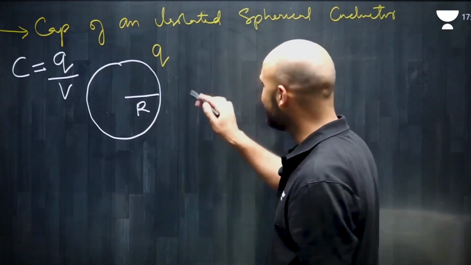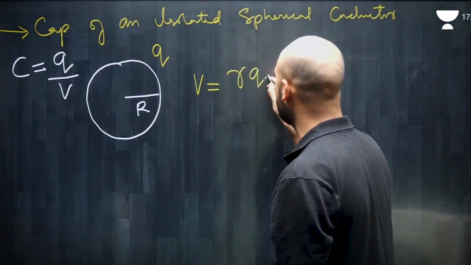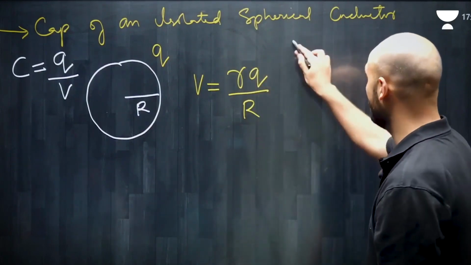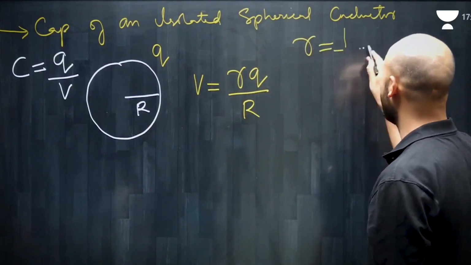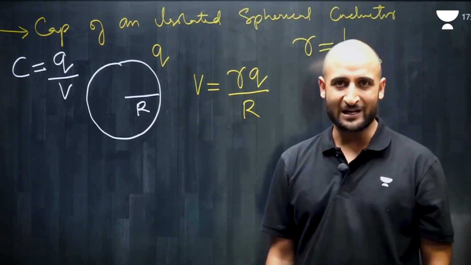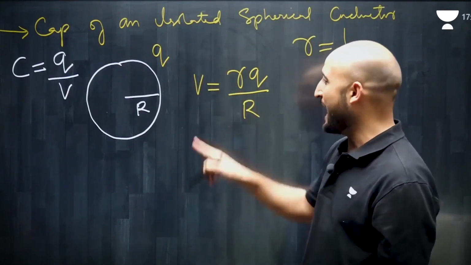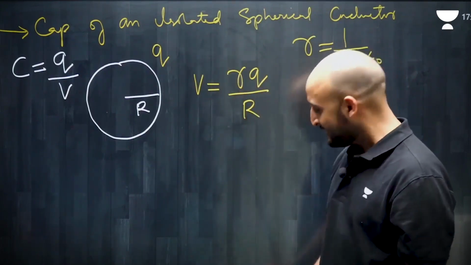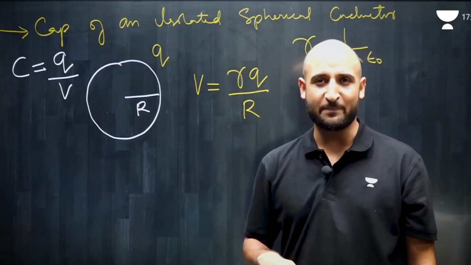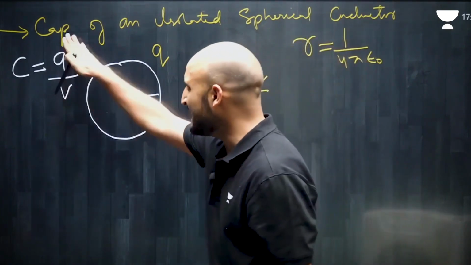Because of that, a potential will be developed on the surface, and that will be equal to gamma Q divided by R. Gamma Q by R. Why this gamma, you all know, is equal to 1 by 4 pi epsilon naught. So what I did here is I gave charge Q and checked the potential. So I have potential, that's gamma Q by R. Now I need to find what will be the capacitance of this isolated spherical conductor.